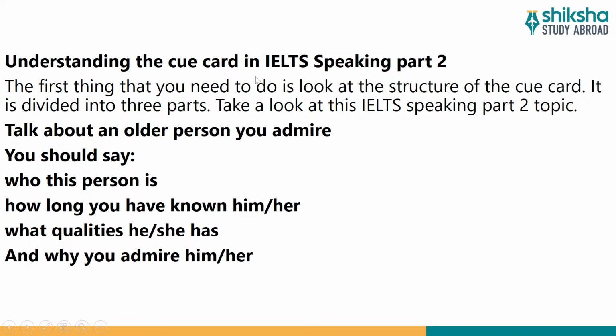Now, understanding the cue card in IELTS speaking part 2 is very important. So the first thing that you need to do is to look at the structure of the cue card, and you can see that it is always divided into 3 or 4 bullet points. Now take a look at this speaking part 2 topic. Talk about an older person you admire. So you should say who this person is, how long have you known him or her, what qualities he or she has, and why you admire him or her.